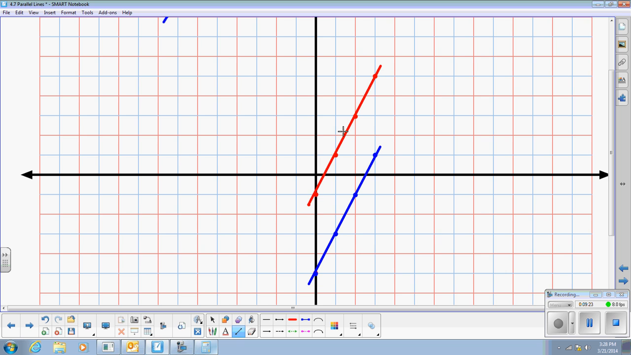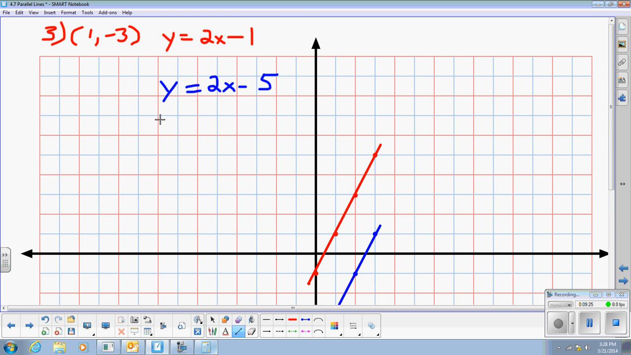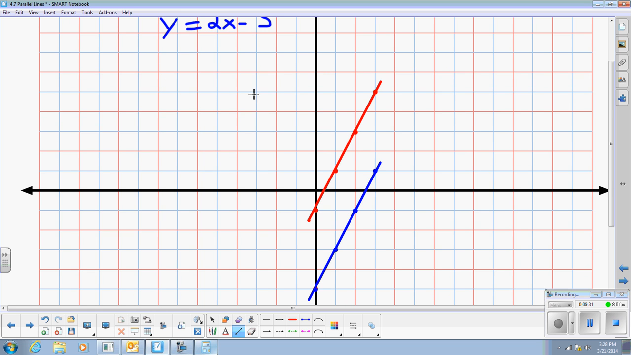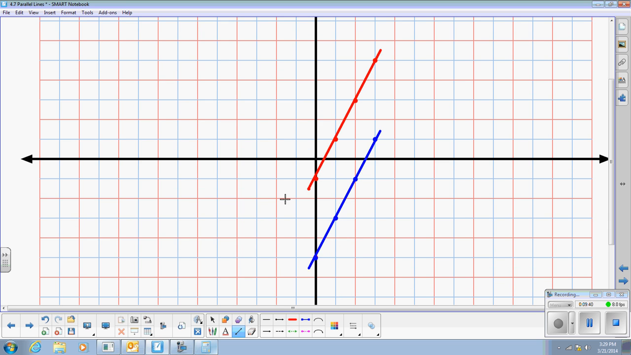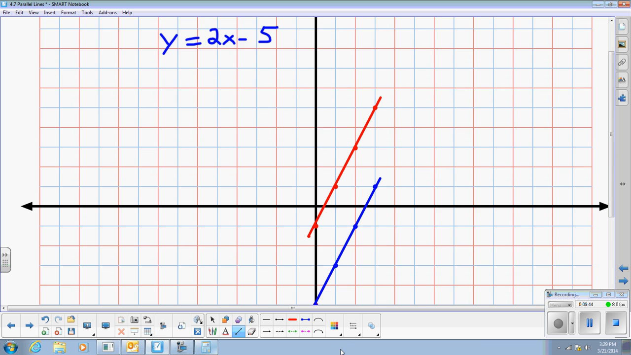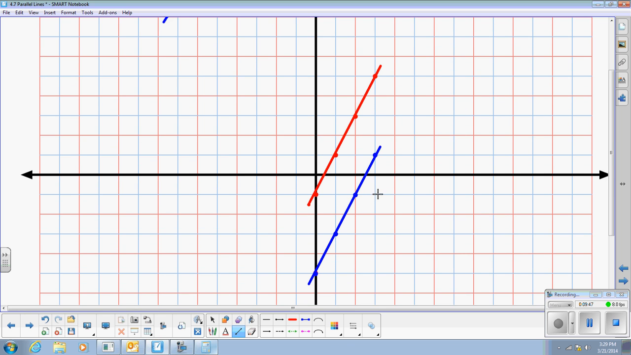So again, this is what I want you to do. If you notice, I went back. I started on this example by drawing the original line, the red line. That should have been on your paper already. The original dot of 1, negative 3 should have been on your paper already. And then I took my answer, which is y equals 2x minus 5. Put a dot at minus 5. Count the slope of 2, up 2, right 1, dot, up 2, right 1, dot, up 2, right 1, dot, and then I drew the line.